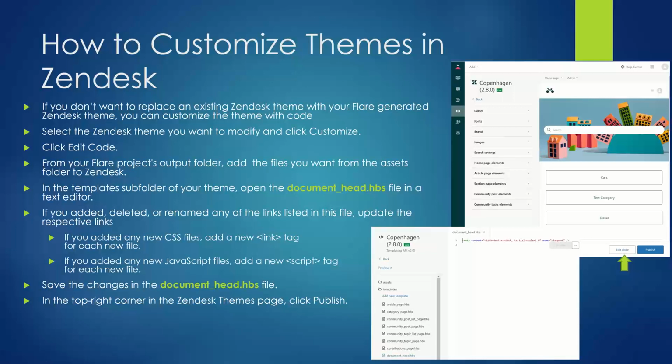From your Flare's output folder, you can add the files you want from the assets folder to Zendesk. And then in the template subfolder of your theme in Zendesk, you want to open document head.hbs in a text editor. And if you added or deleted or renamed any of the links listed in the file, you would update those links here. So CSS would be a new link tag, JavaScript would be a new script tag, and then you would save the changes and click publish here.